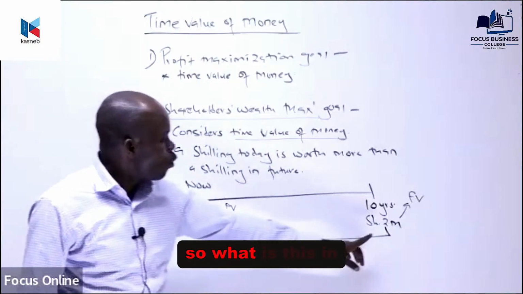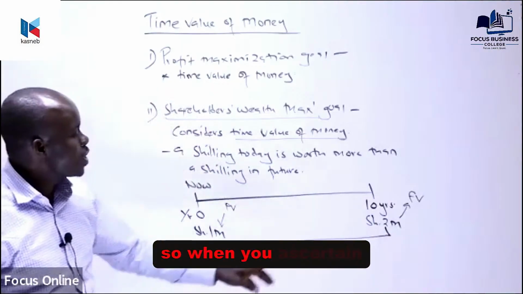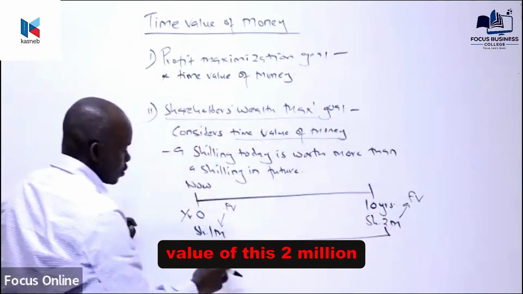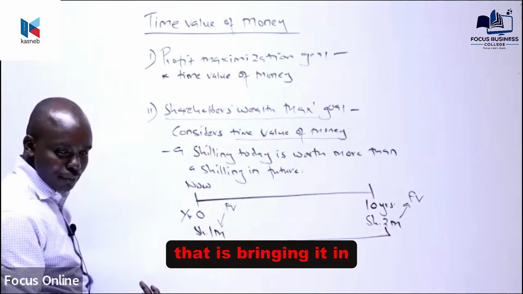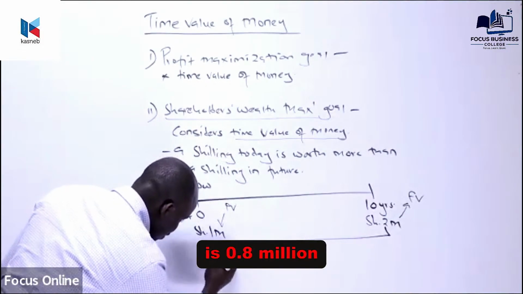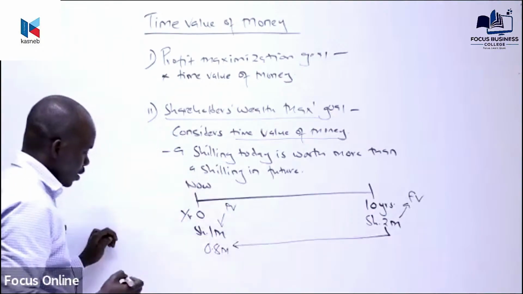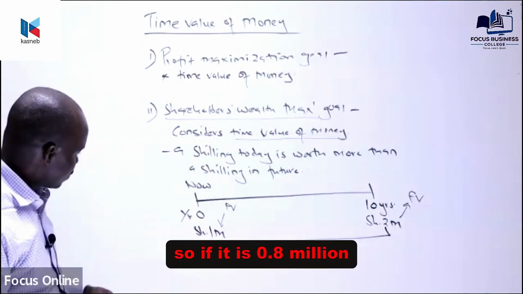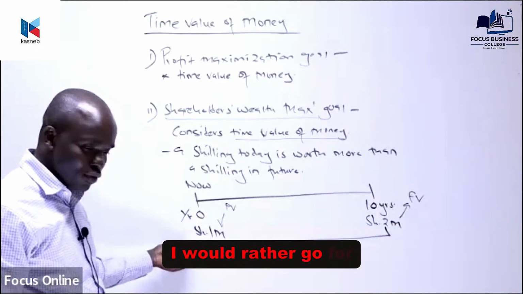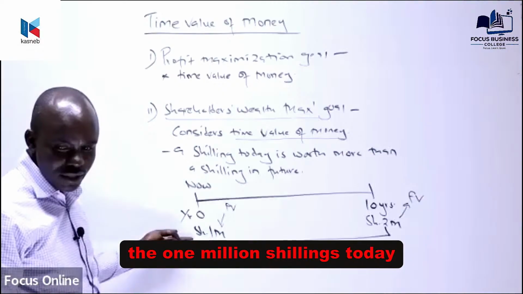So what is this in present value terms? When you ascertain the present value of these 2 million, that is bringing it to present value form, you may realize that it is 0.8 million. So if it is 0.8 million, you will say, I would rather go for the 1 million shillings today.